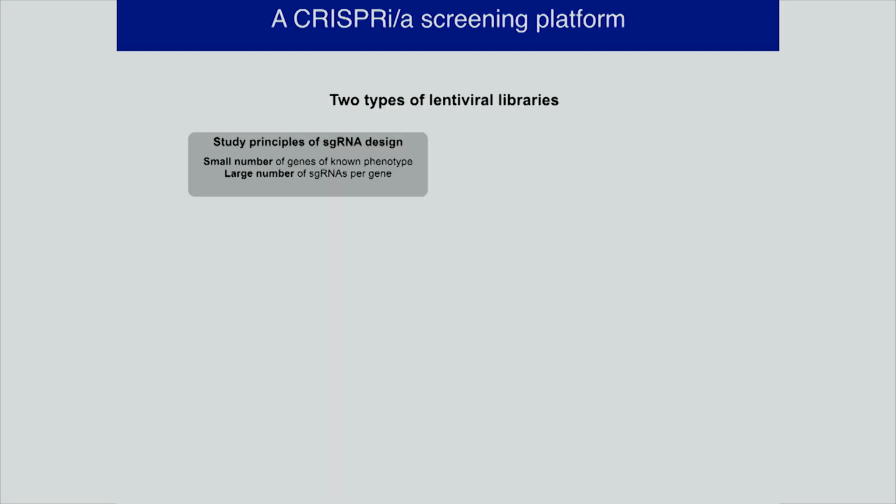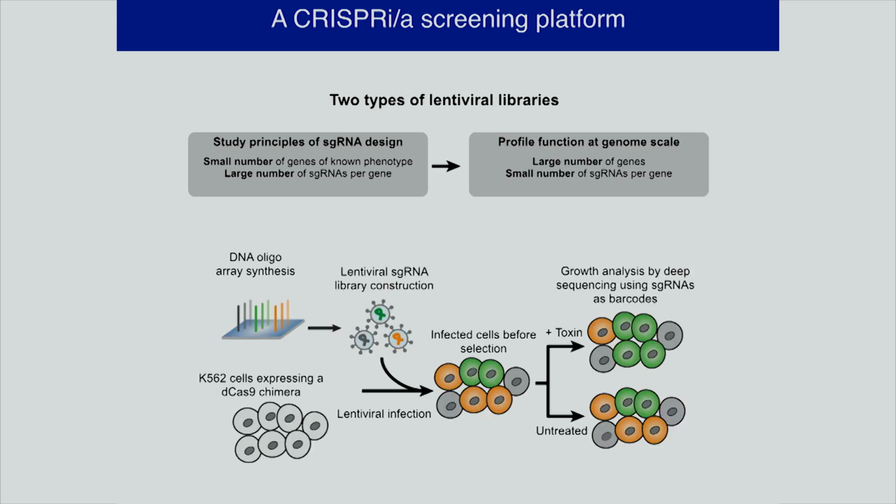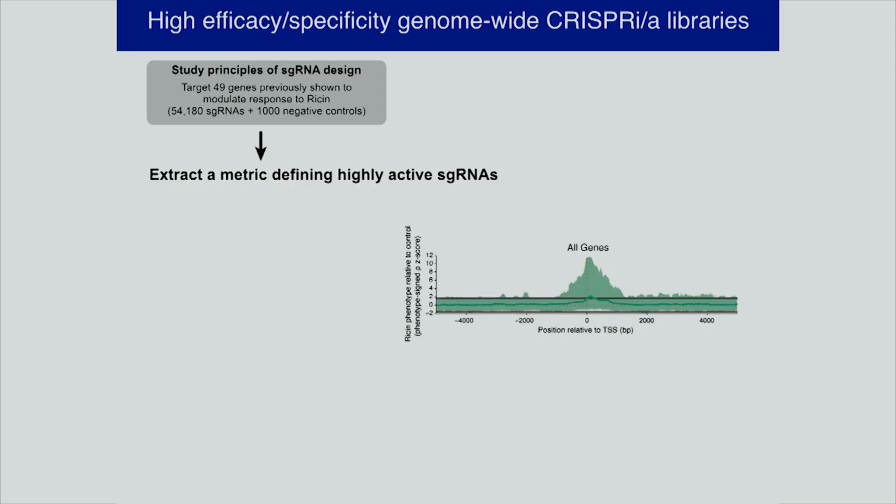So we started out with 2 different types of libraries. First, we used a small library targeting a small number of genes with a large number of sgRNAs, basically every possible one that we could conceive of targeting that gene, and did sort of a tiling assay. I'll get into what I mean by tiling assay a little bit later, but just generally, you can look at every possible parameter in your system if you use every possible guide.